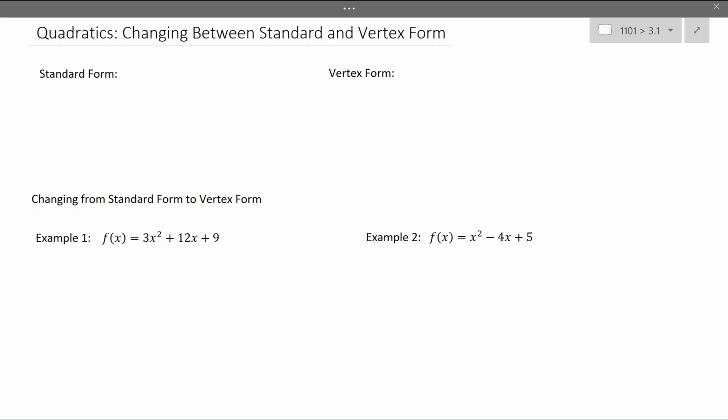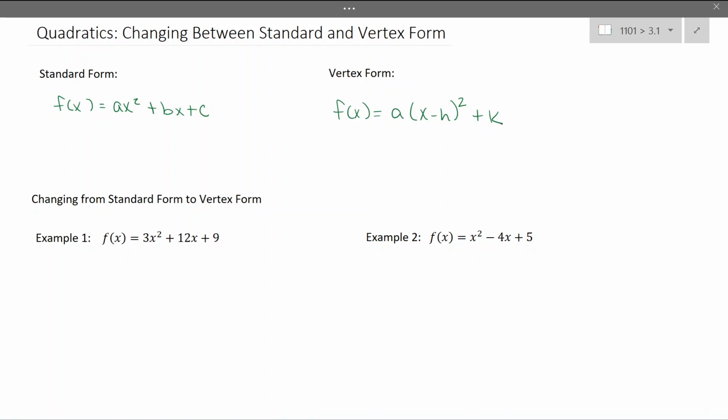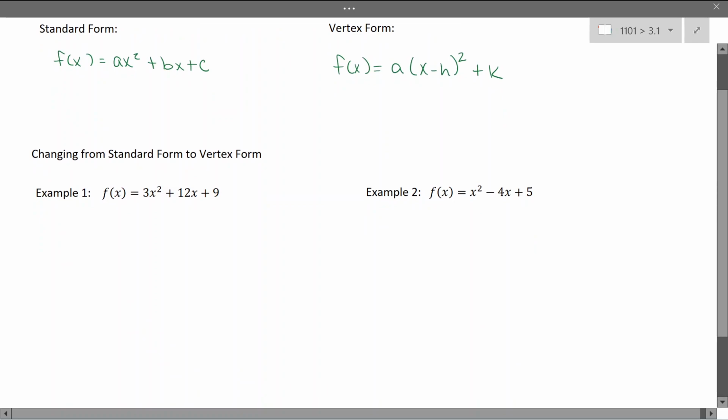In this video, we're going to be looking at changing between the two forms of quadratics, standard form and vertex form. Standard form is f of x equals ax squared plus bx plus c. Vertex form is f of x equals a quantity x minus h squared plus k. When we're changing from standard form to vertex form, there's a couple ways to do it, but I find the easiest way to be just finding the vertex. So let's look at a couple of examples.